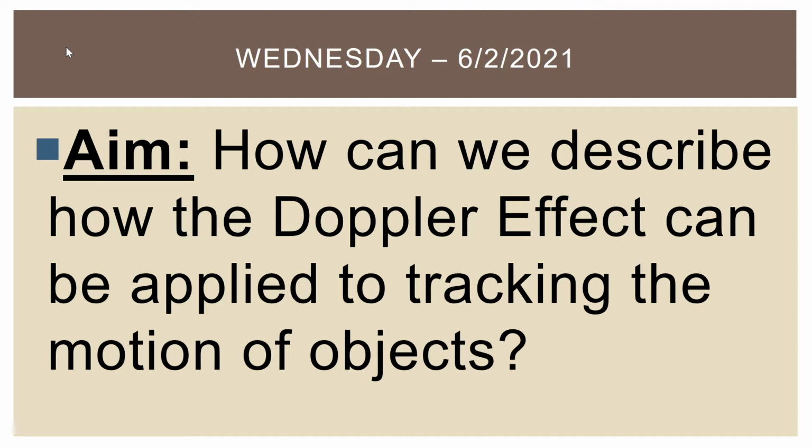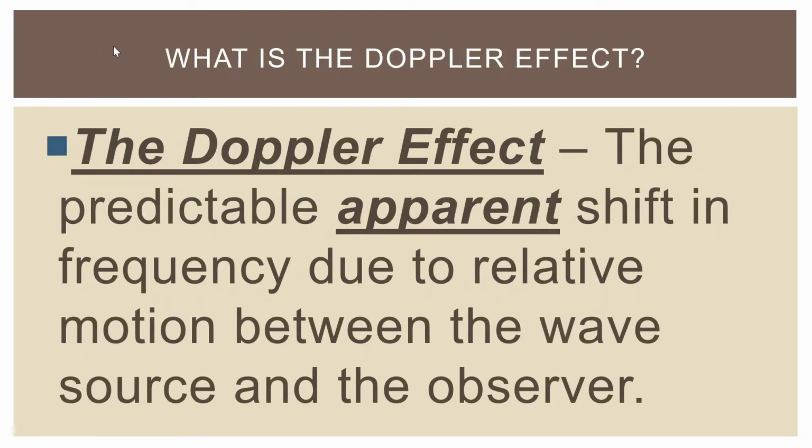What just happened is a demonstration of the Doppler effect. And so if we ask ourselves the question, well, what is that? What happened? What is the Doppler effect? We come up with a pretty straightforward explanation. The Doppler effect is the predictable, apparent shift in frequency due to the relative motion between the source of a wave and the observer of a wave.